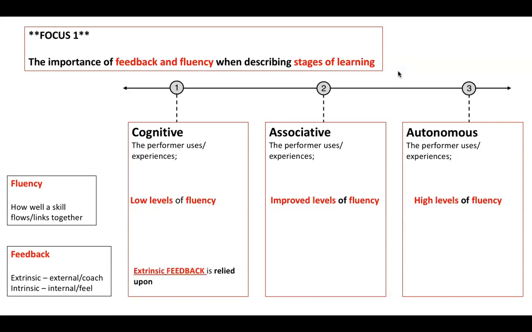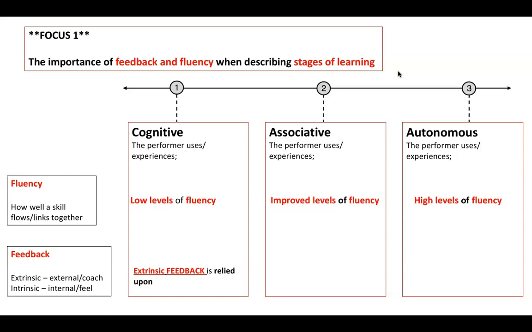Okay, so extrinsic feedback is relied upon during the cognitive stage of learning. We don't know what a skill feels like at that stage. We don't know what feels right, what feels good. It's a new skill to us. We need someone to tell us. We need a coach to say, okay, you need to spread your fingers apart on the basketball while you're bouncing it, or you're bouncing it too hard. Kind of lessen the force when you're bouncing the ball. You need that extrinsic feedback during the cognitive stage.